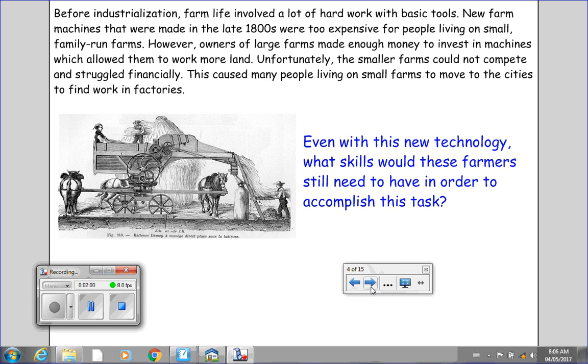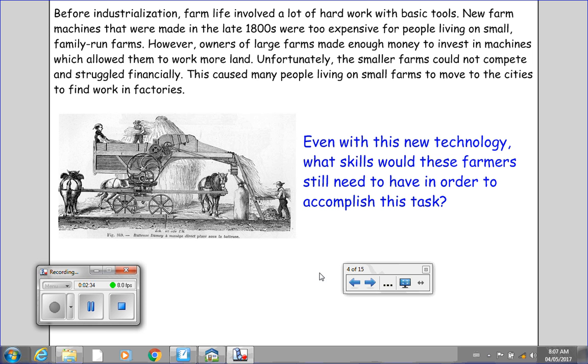Before industrialization, farm life involved a lot of hard work with basic tools. New farm machines that were made in the late 1800s were too expensive for people living on small family-run farms. However, owners of large farms made enough money to invest in machines which allowed them to work more land. Unfortunately, the smaller farms could not compete and struggled financially. This caused many people living on small farms to move to the cities to find work in factories.